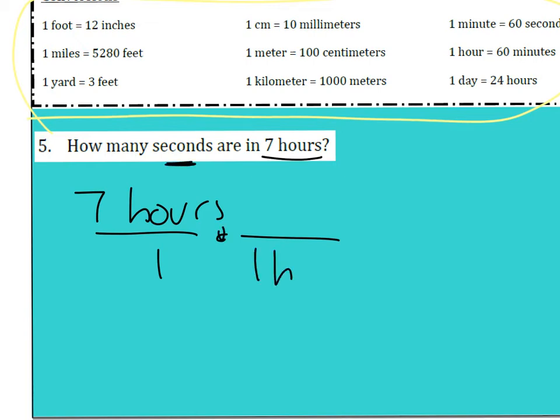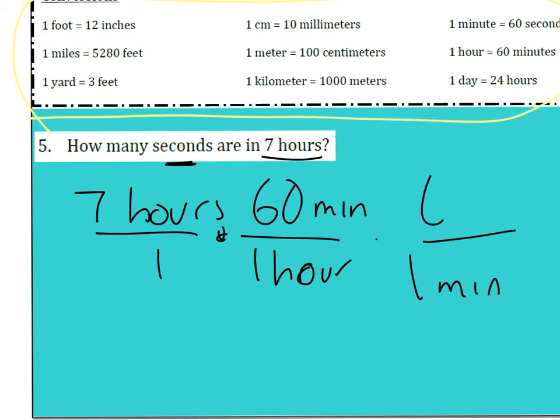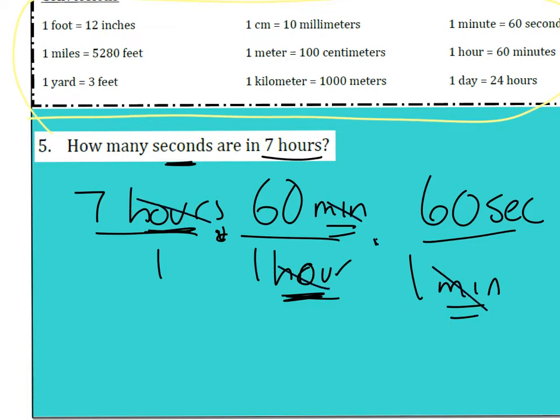So I'm going to say, you know what? 1 hour is going to be 60 minutes. And I'm going to say, you know what? 1 minute is 60 seconds. And now notice what I did. I set it up as little fractions. And what I did was I said hour here, minute here, minute here. I want these things to cancel out, so they do an algebraic thing.